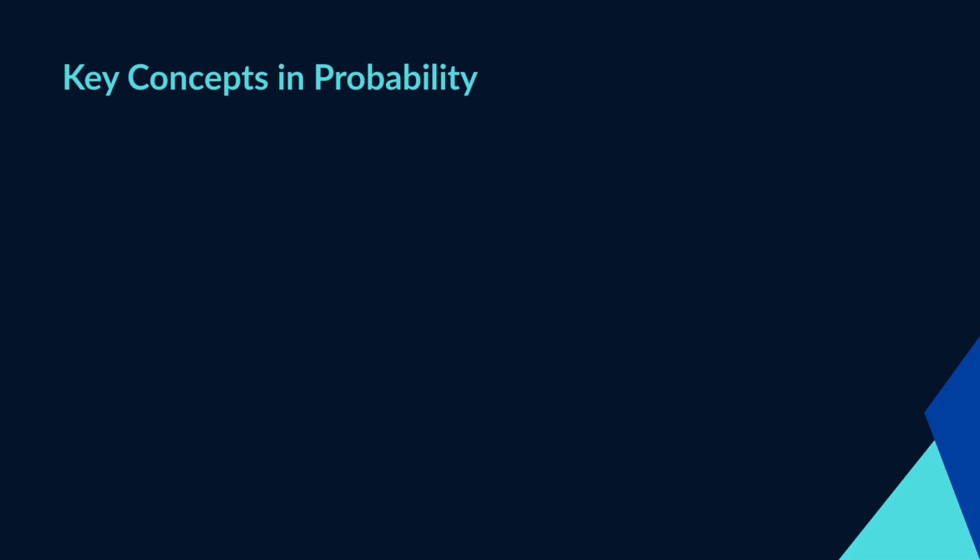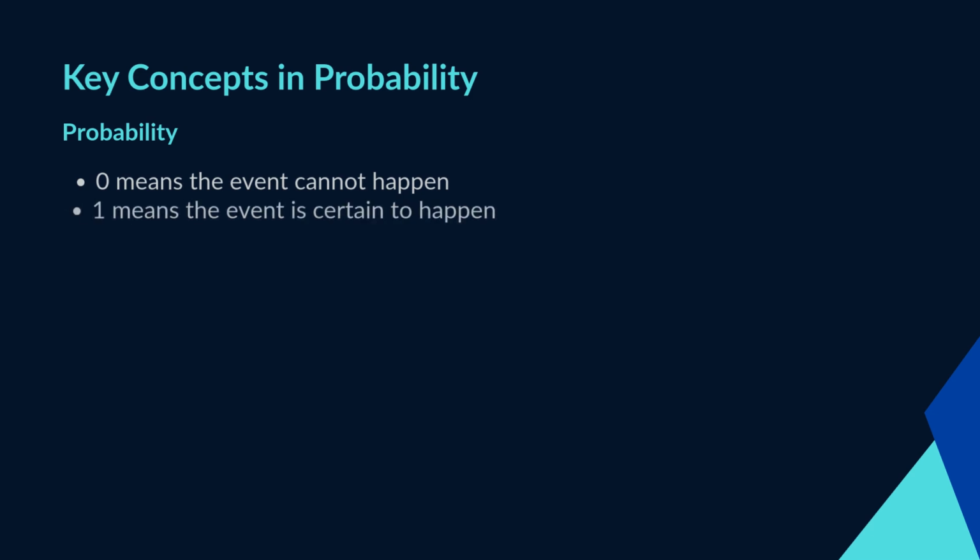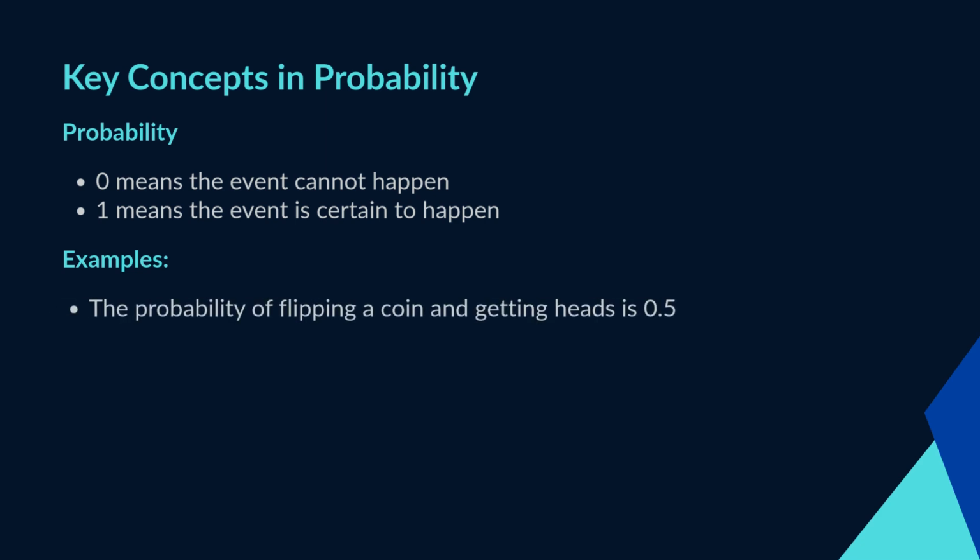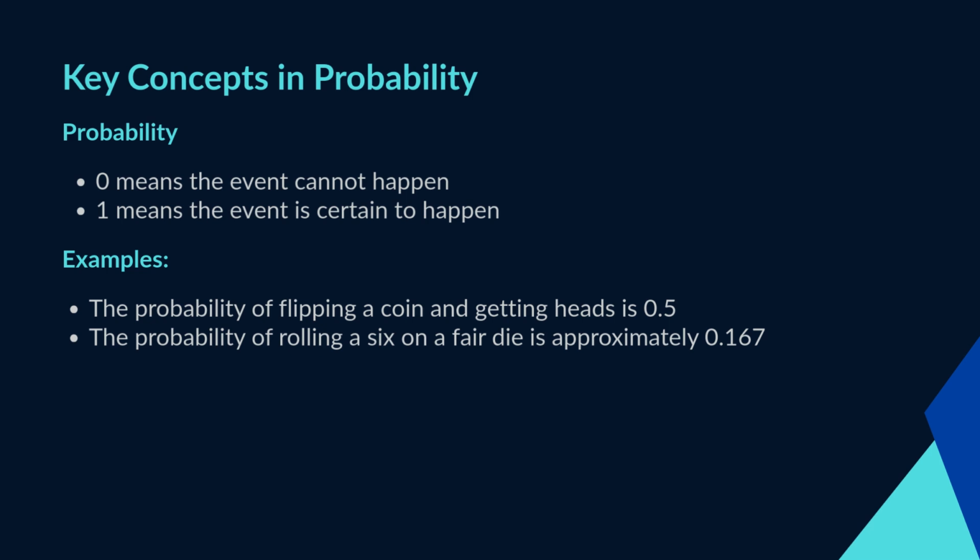Key concepts in probability. Probability is a measure of how likely an event is to happen. It's always a number between 0 and 1. 0 means the event cannot happen. 1 means the event is certain to happen. For example, the probability of flipping a coin and getting heads is 0.5. The probability of rolling a 6 on a fair die is approximately 0.167.